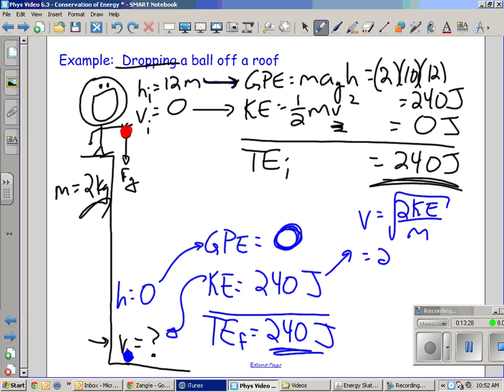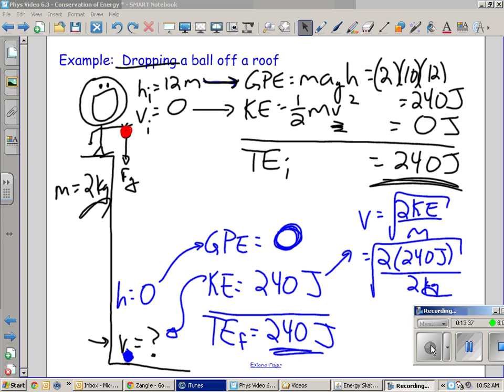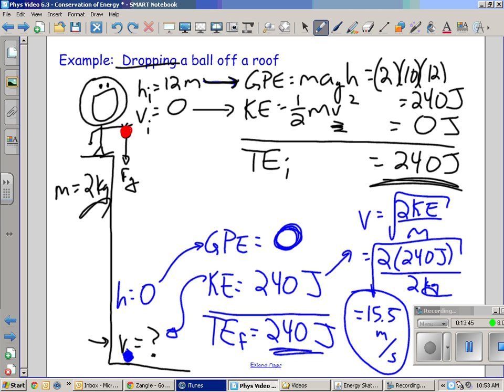And plug in your numbers. So 2 times 240 joules divided by your mass, which is 2 kilograms. Don't forget your square root. And it gives you 15.5 meters per second. Okay.